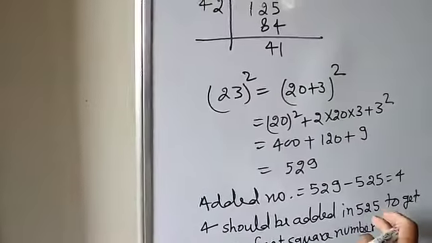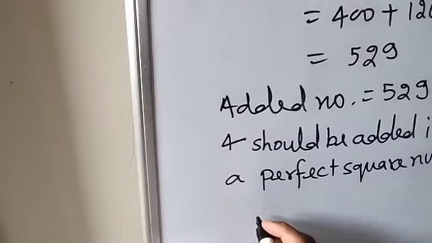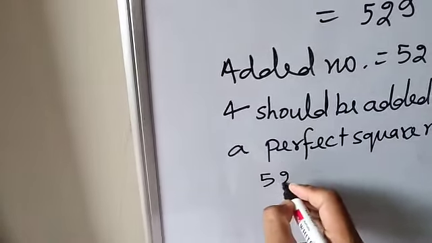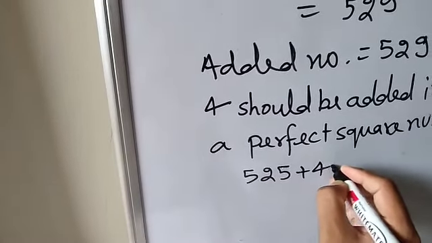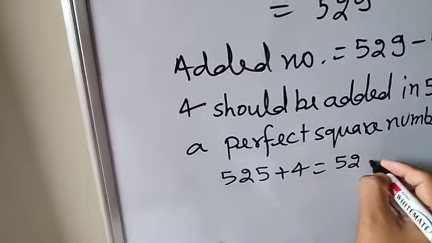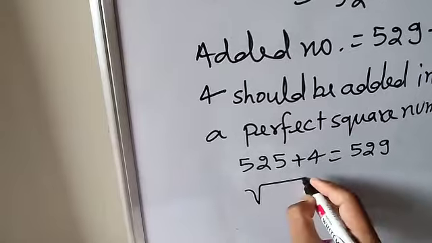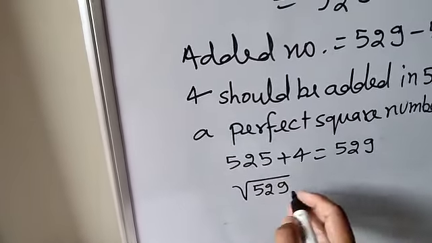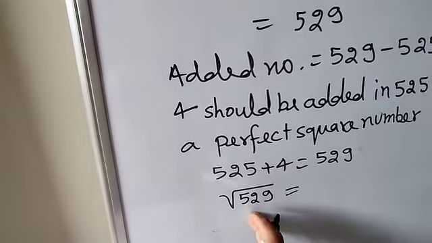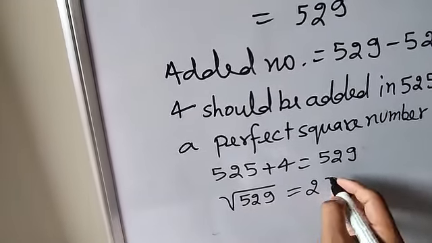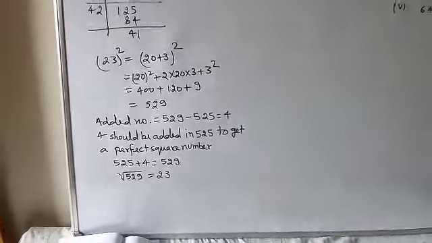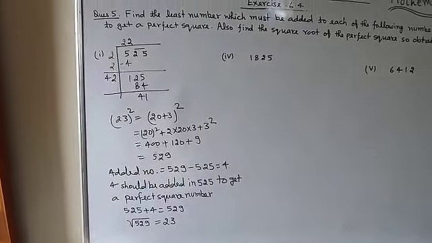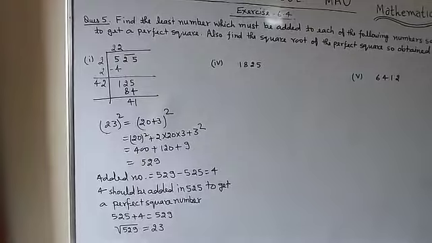If you are going to add 4 to 525, then you will get 529. So here you will again show that 525 plus 4 equal to 529, which is a perfect square number, and it is asked in the question what is the square root of that perfect square number. So its square root will be 23. So it is the solution for the first part of question number 5.